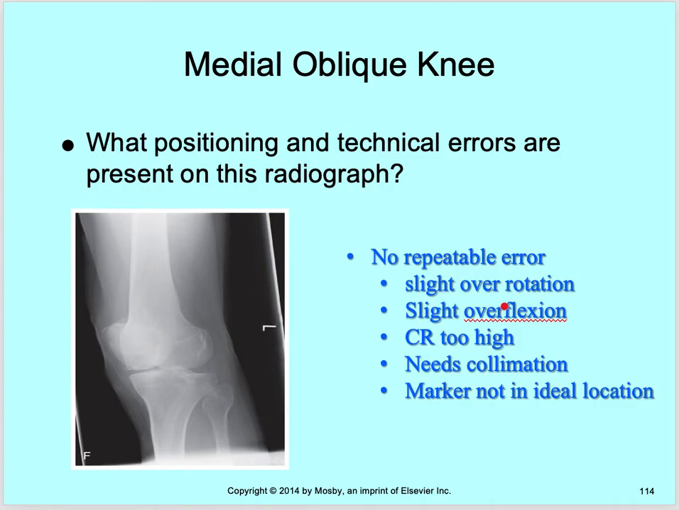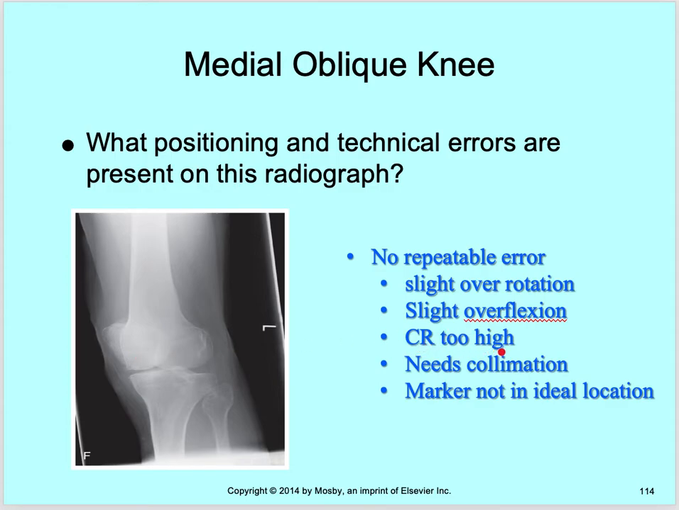Slight over rotation, but not bad at all. The slight over rotation is because this patella is way out here. But you see this really nice open joint space. So even the slight over rotation didn't do any harm to the image. A slight over flexion, which is a flexion on the knee. The knee isn't kept straight, but all it did was close up these joint spaces just a little bit between the tibia and the femoral condyles.